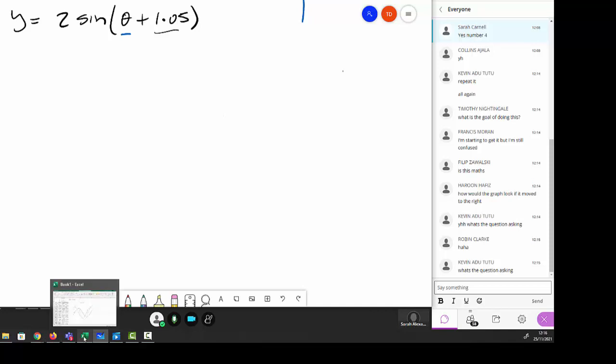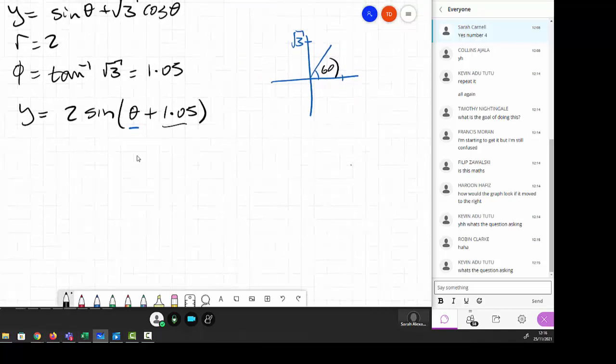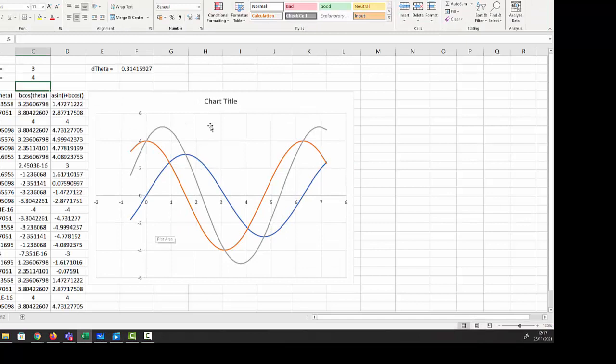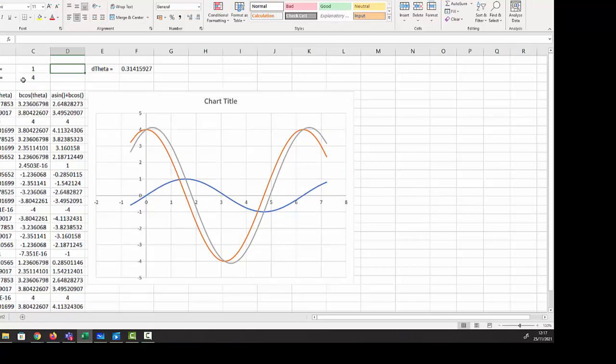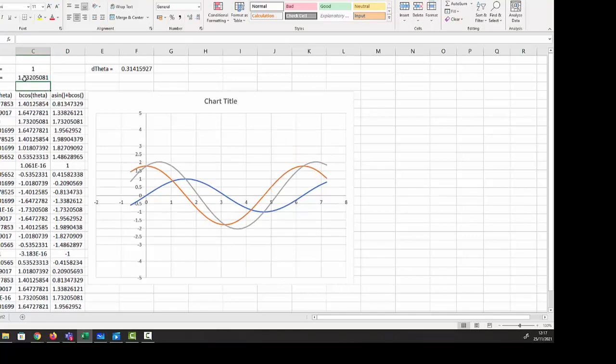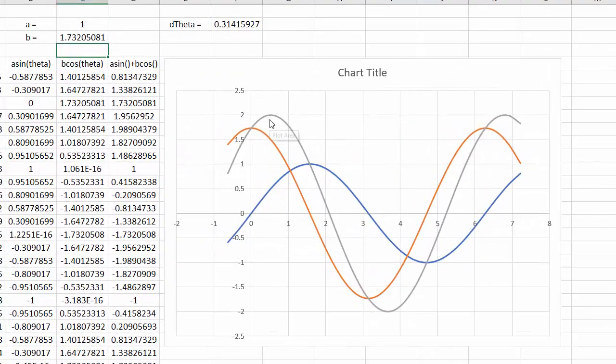So we've got a spreadsheet here, and this was y is equal to sine theta plus the square root of 3 cos theta. Okay, so here's the spreadsheet. There's the sine wave, so that's sine theta, and here's the cos theta. The amplitude of the sine wave was 1. The amplitude of the cos wave was the square root of 3. So you can see that the amplitude of the combined wave, which is the grey one here, hits the axis at 2, which is what we've just calculated.